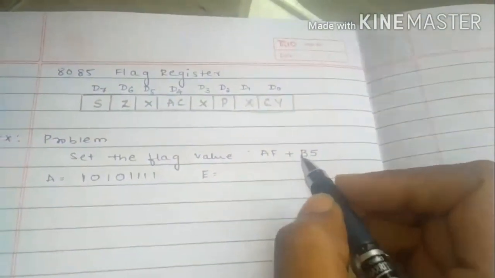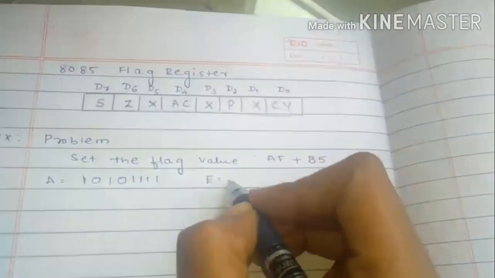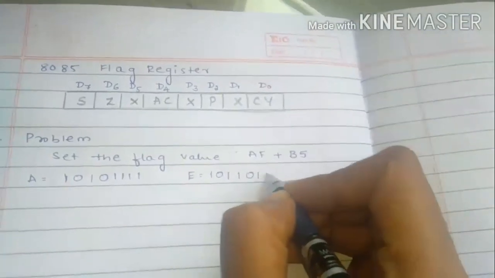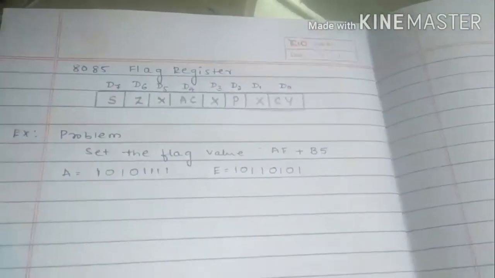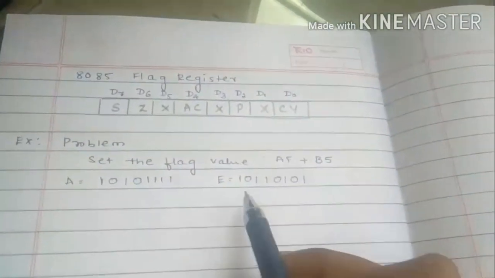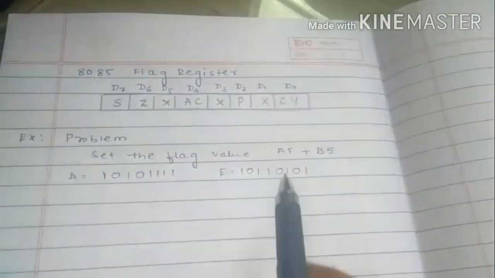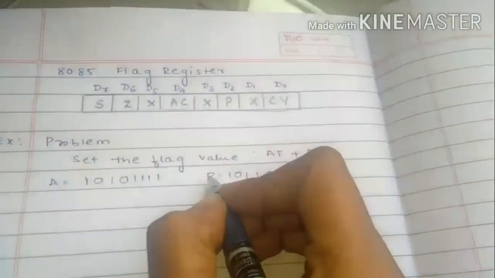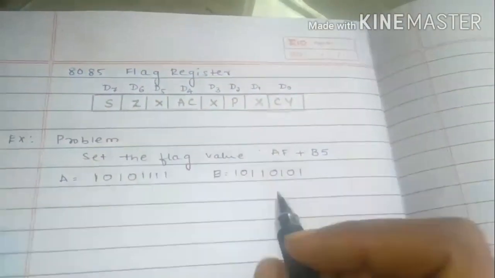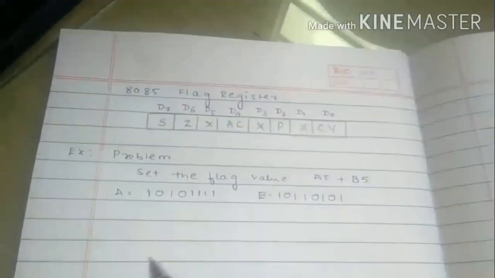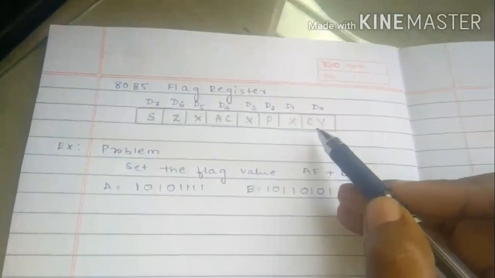Next, B5. The B value is 1011, and the 5 value is 0101. So this is the binary 8-bit value of AF and the 8-bit value of B5. I'll consider one as the A set and the other as the B set. Now I have to perform the addition of these. When I perform the addition, I will be able to find the flag values.